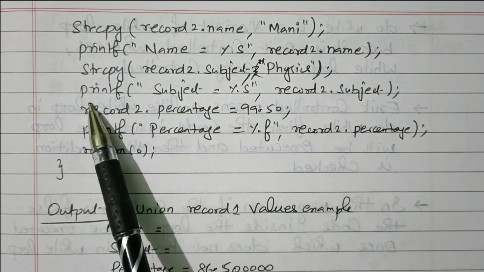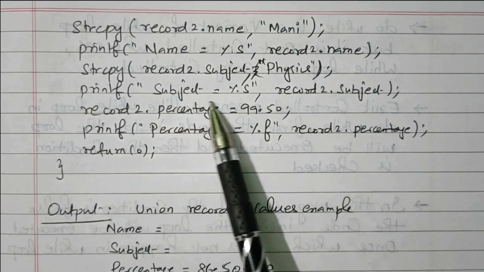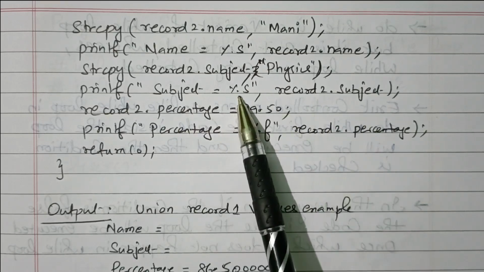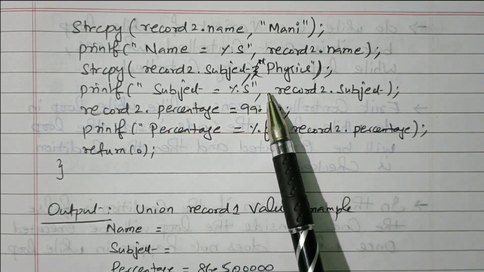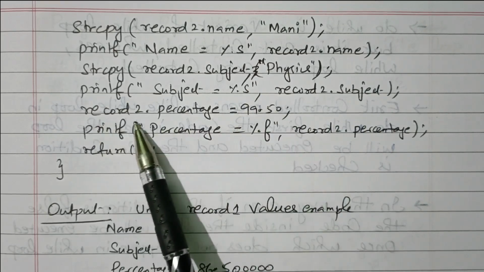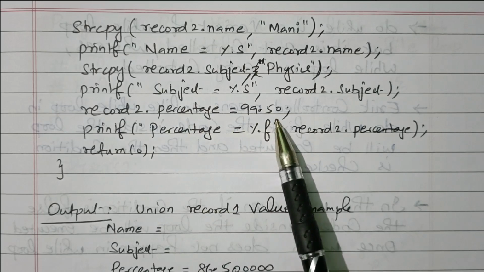So here also we are going to print the subject detail. Subject percentage s is record 2 dot subject. Now subject equal to physics will be printed. Now physics is available in the memory location. So after printing, record 2 dot percentage equal to 99.5.